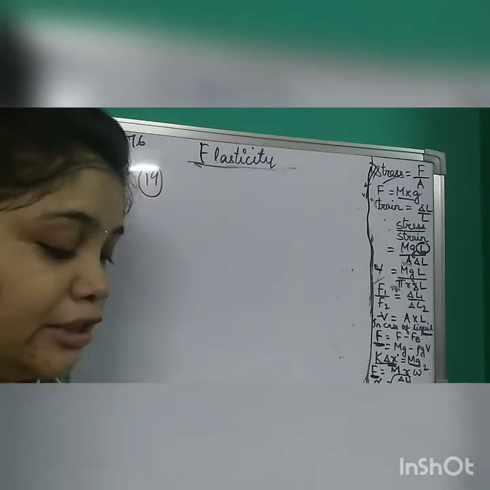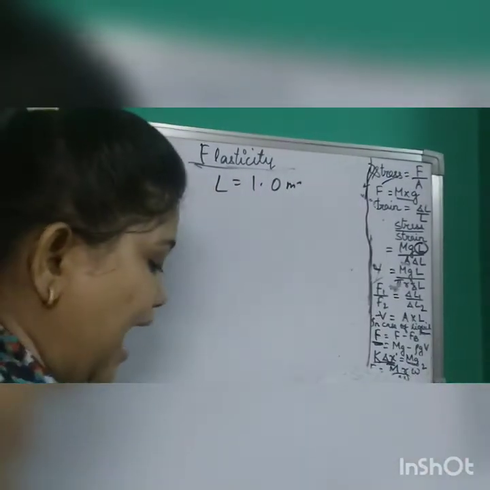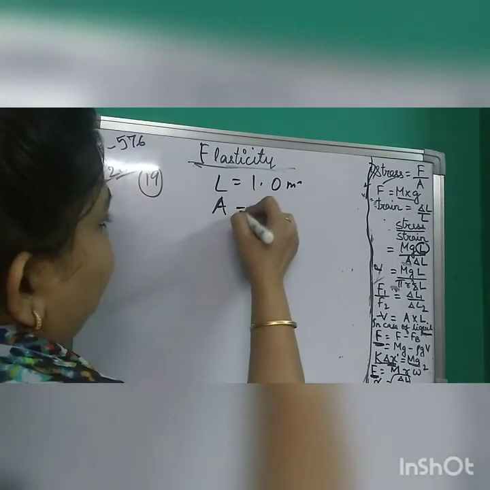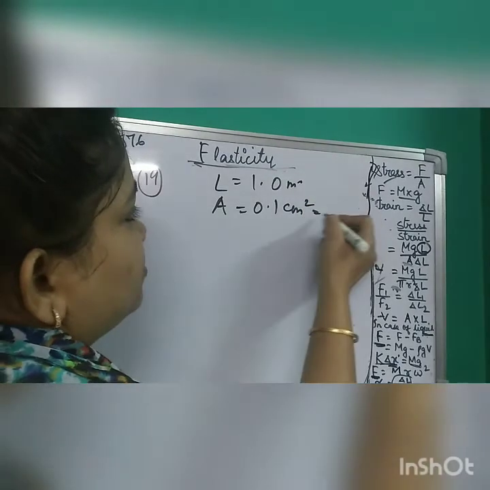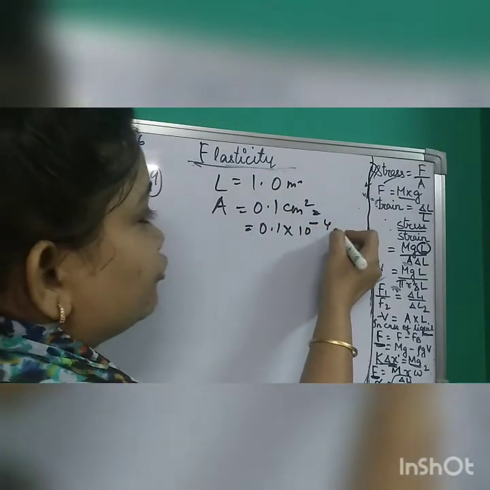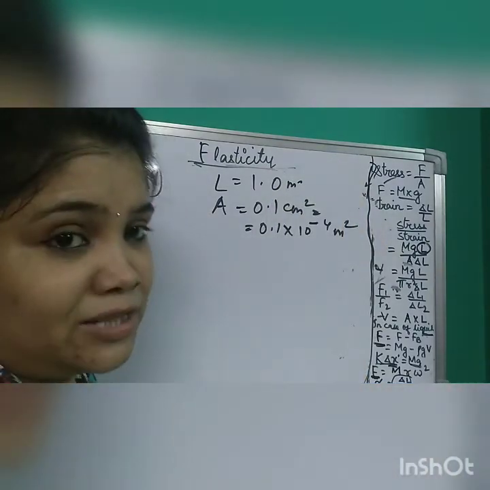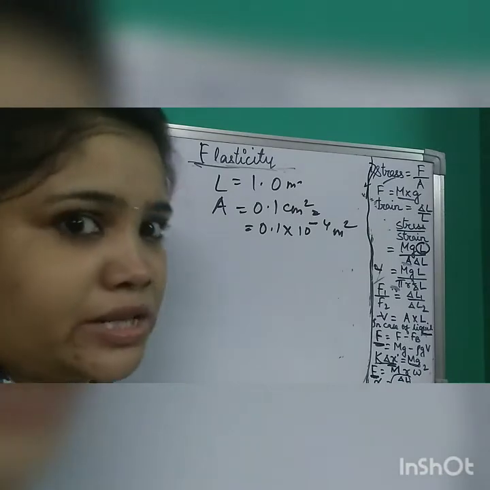A wire of length 1 meter. So, length is given as 1 meter. Has area of cross section A given as 0.1 centimeter square. Obviously, please convert it into meter. So, centimeter square means 0.1 into 10 to the power of minus 4 meters square, because 1 centimeter is 10 to the power of minus 2 meter. So, square is given, so 10 to the power of minus 4 meters square.